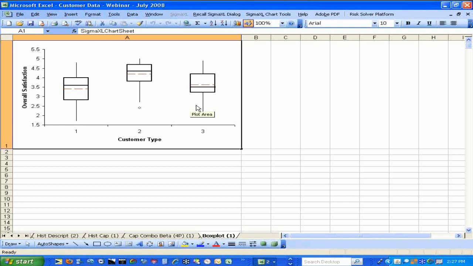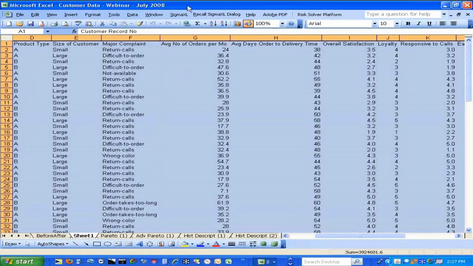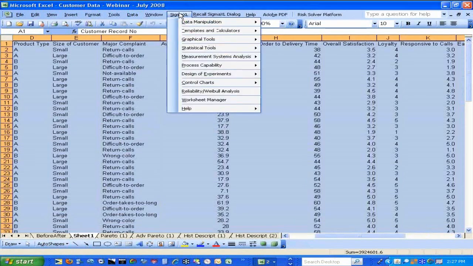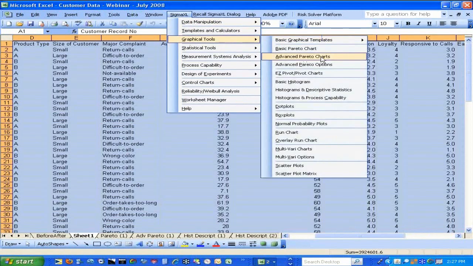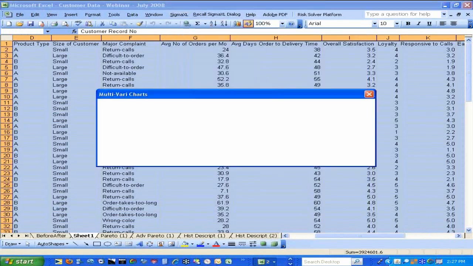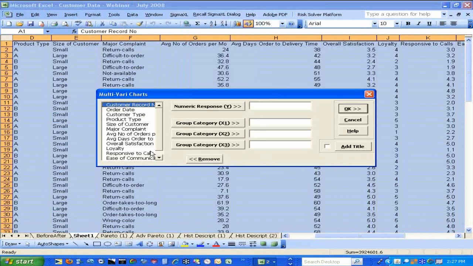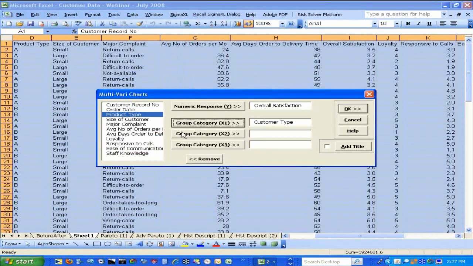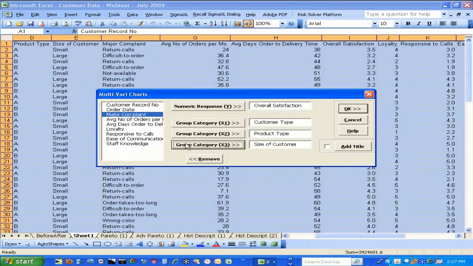Now, another graphical tool closely linked to the box plot is the Multi-Vari chart. In fact, I like calling it, I refer to it as, a box plot on steroids. So I'm going to run the Multi-Vari chart, and I'm going to actually do a little more analysis than I did with the box plot. So I'm going to do Multi-Vari chart, and we'll do overall satisfaction by customer type, let's say by product type, and by size of customer. So I'm really slicing and dicing this data. And the Multi-Vari tool can accommodate up to 3 grouping variables.